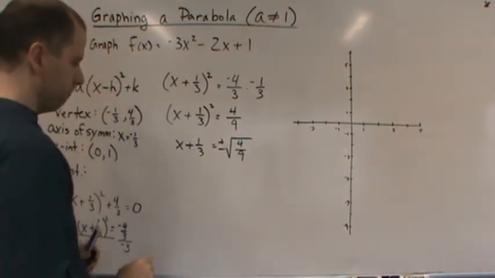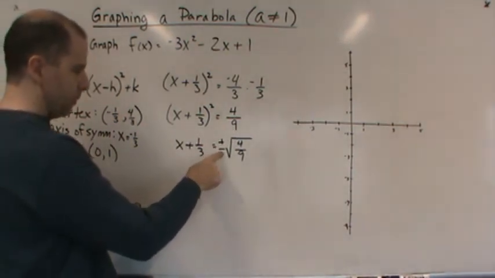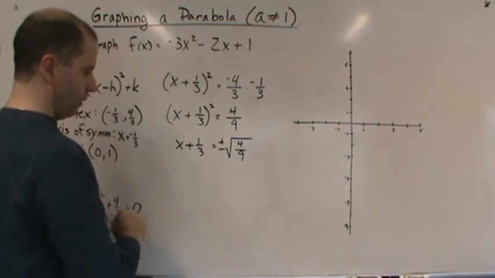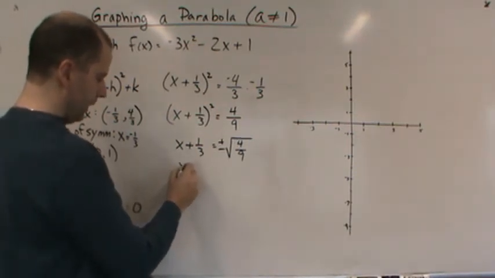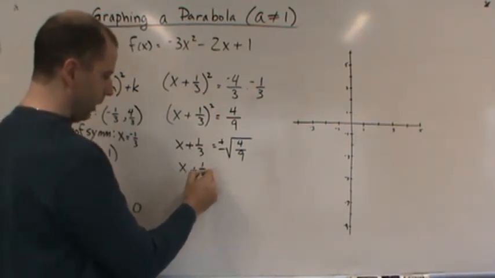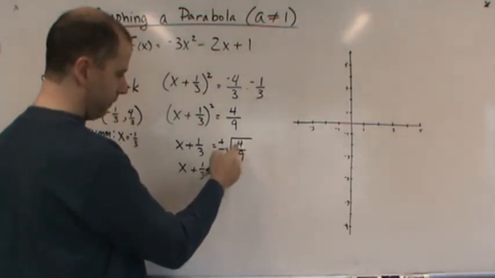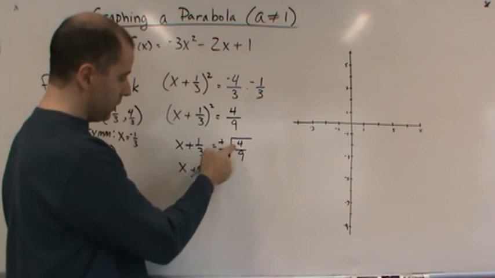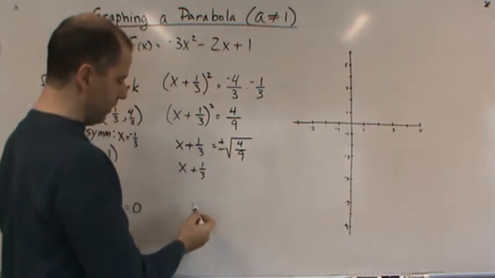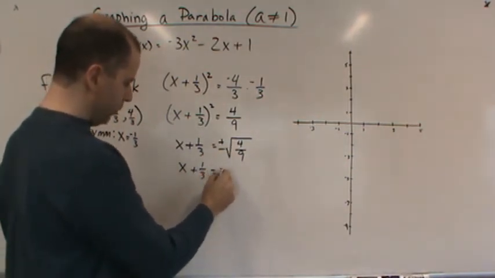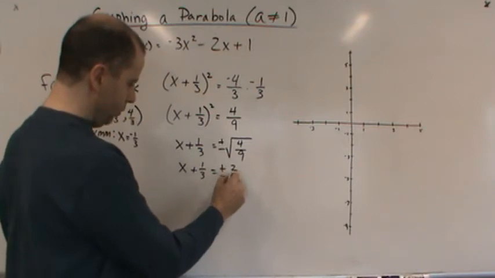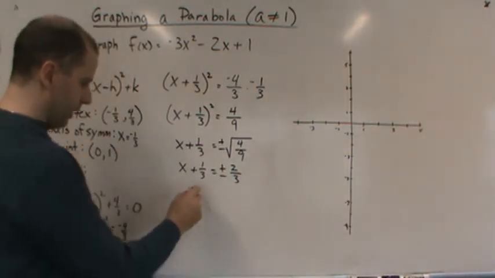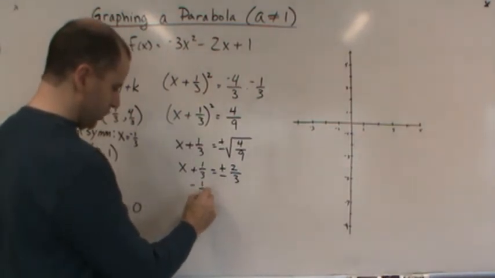Okay? Don't forget to add the plus or minus when you take the square root of both sides. Now I get x plus 1/3. Now what happens over here? Well, this is a perfect square, 4 is a perfect square, 9 is a perfect square. So now I'm just going to take the square root of the top and the bottom, and this is going to equal plus or minus 2/3.